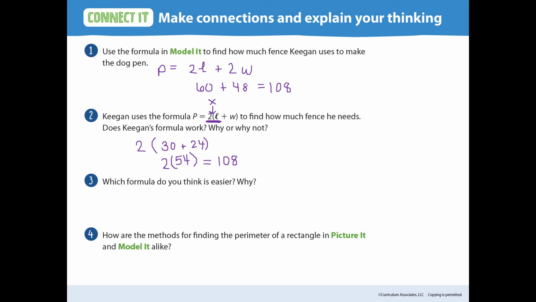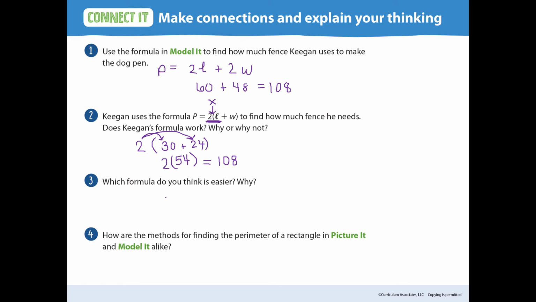Now, why does that work? Think about that for just a moment. You might want to pause the video so you can consider that question and then press play when you think you have an idea. So actually, this works because of a property called the distributive property. When we're multiplying across these parentheses, we can distribute this 2, and it's like multiplying 2 times 30 plus 2 times 24, which is basically the same thing we see up here. 2 times the length plus 2 times the width.